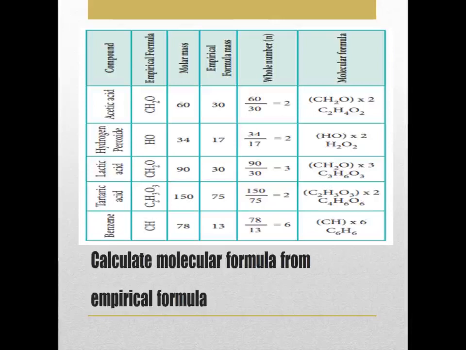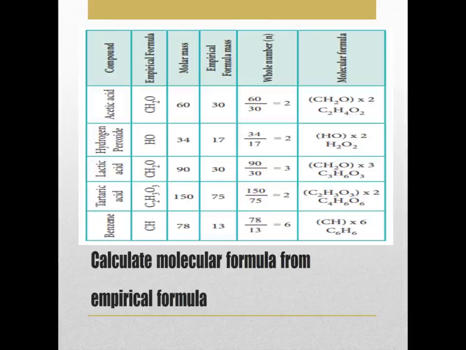Now, see here. First one, the compound acetic acid. The empirical formula of acetic acid is CH2O. This is the empirical formula. Now, the molar mass of acetic acid is 60. The empirical formula mass is 30. Now, divide 60 by 30. The answer is 2. Then you have to multiply the empirical formula by 2. CH2O into 2 gives C2H4O2. That is the molecular formula.